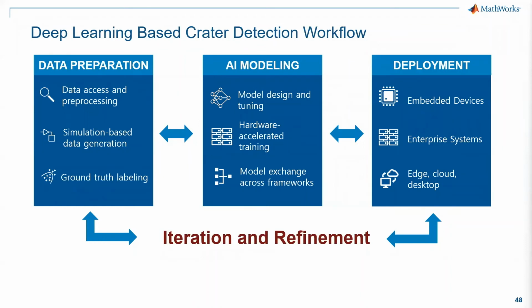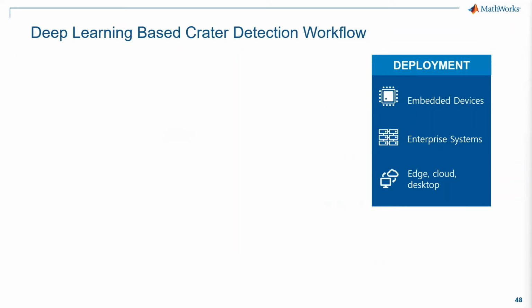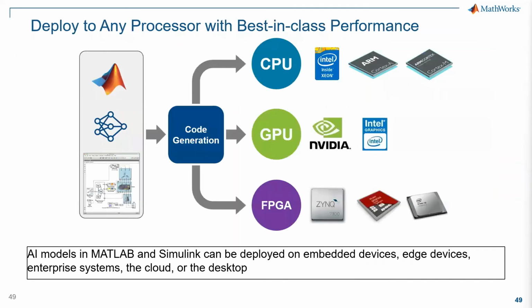Deep learning models have to be incorporated into larger systems to be useful. For deployment, we've got a unique code generation framework that allows models or entire applications developed in Matlab to be deployed to embedded devices, enterprise systems, or cloud services. Matlab enables you to deploy your deep learning applications from a single source in Matlab to various embedded hardware platforms such as NVIDIA GPUs, Intel and ARM CPUs, Xilinx and Intel SoCs and FPGAs.